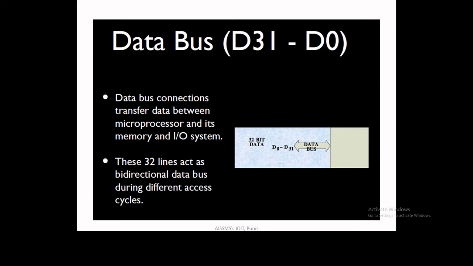Then there is the data bus. Again, the data bus is 32 bits long, so D0 to D31. These data bus connections transfer data between the microprocessor and its memory and the IO system, as it is a bidirectional data bus.